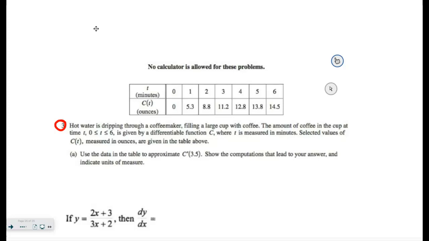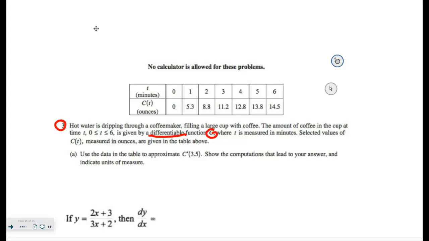A situation where hot water was dripping from a coffee maker filling a cup. The amount of coffee in the cup at time t is given by the function c. It tells you it's differentiable for a reason. It's probably in another question, but if you know it's differentiable, you know you can take the derivative everywhere. You also know if it's differentiable that it's also what? Remember? Continuous. Yeah, so it's kind of there. You must need to reference continuity in another part of the problem.